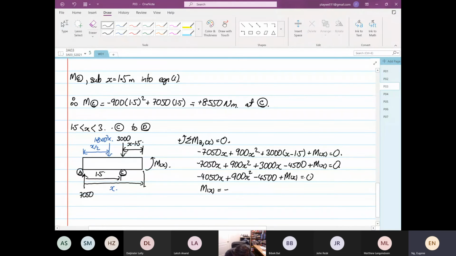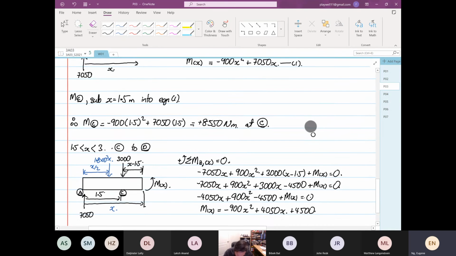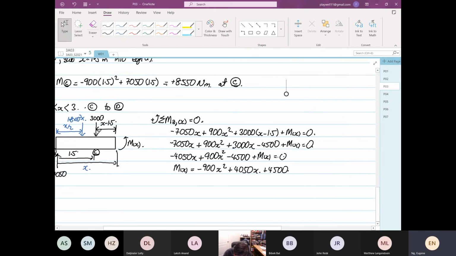So m as a function of x is equal to minus 900x squared. Okay, then plus 4050x. Yeah, I'm just bringing it over, plus 4500. Okay, let me see this again. Minus correct, positive correct, positive correct. Okay, so that is our equation number 2.